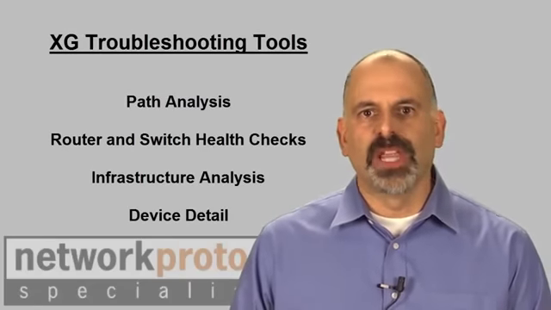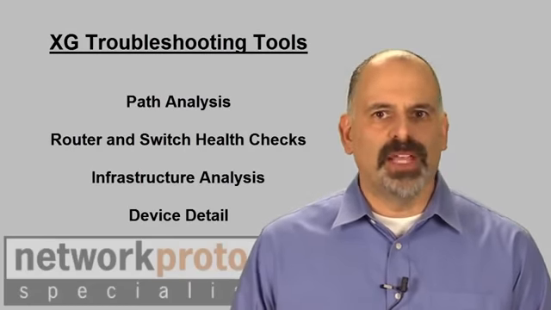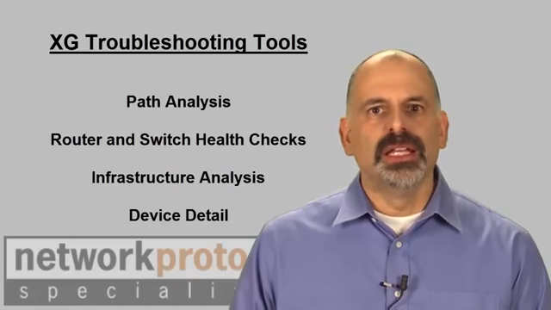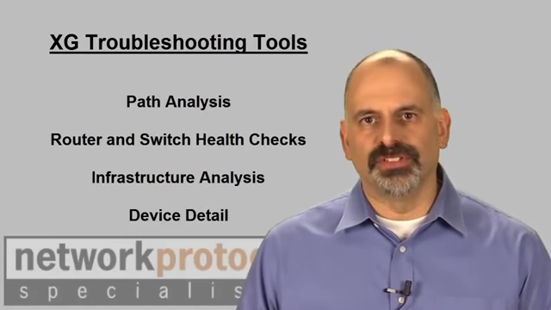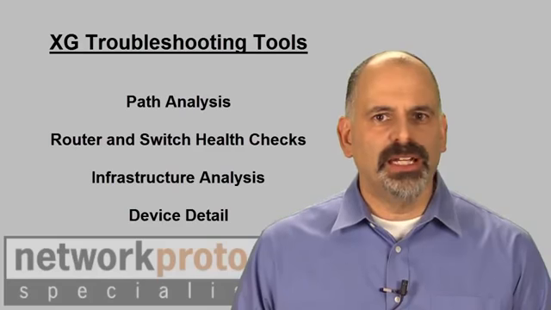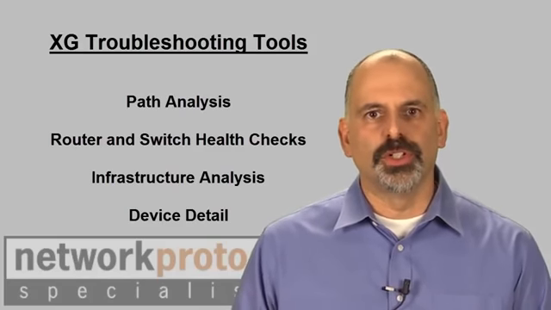Should any of the tests fail, we can then use the other tools that are integrated into the OptiView XG, such as path analysis and the automated router and switch health checks, to determine where along the path the problem exists. Once a fix has been applied, the performance test can be rerun to ensure the desired result has been achieved. Whether you're getting ready to deploy a new voice over IP network or troubleshooting your existing implementation, the OptiView XG will provide you with the tools necessary to validate the network is working properly for handling voice over IP traffic.